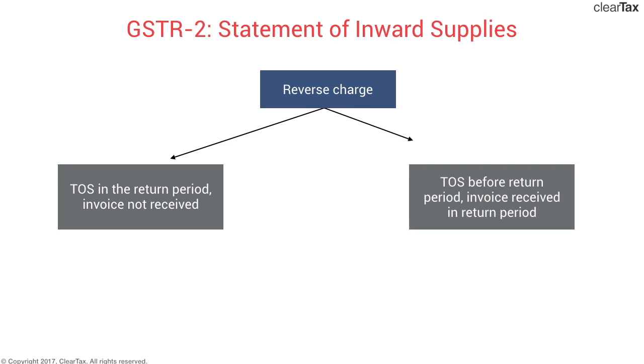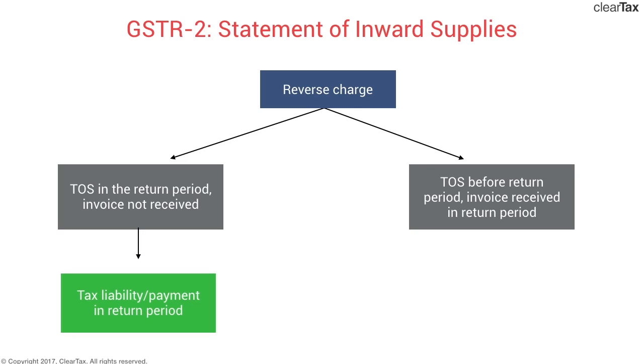The second situation is where the time of supply was before the return period, say in August, but you've received the invoice now in the current return period, that's September. In the first situation, where you've not received the invoice but the time of supply is in the return period, the liability to pay tax or actual payment of tax would occur in the return period, because time of supply is the date on which the taxable person is liable to pay tax.